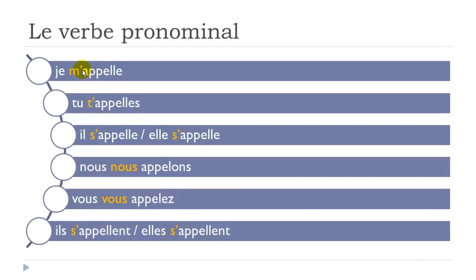So remember, it's just because the verb is starting with a vowel. It would be the same if the verb would start with the letter h plus a vowel, because we don't pronounce h, so that's the reason why.